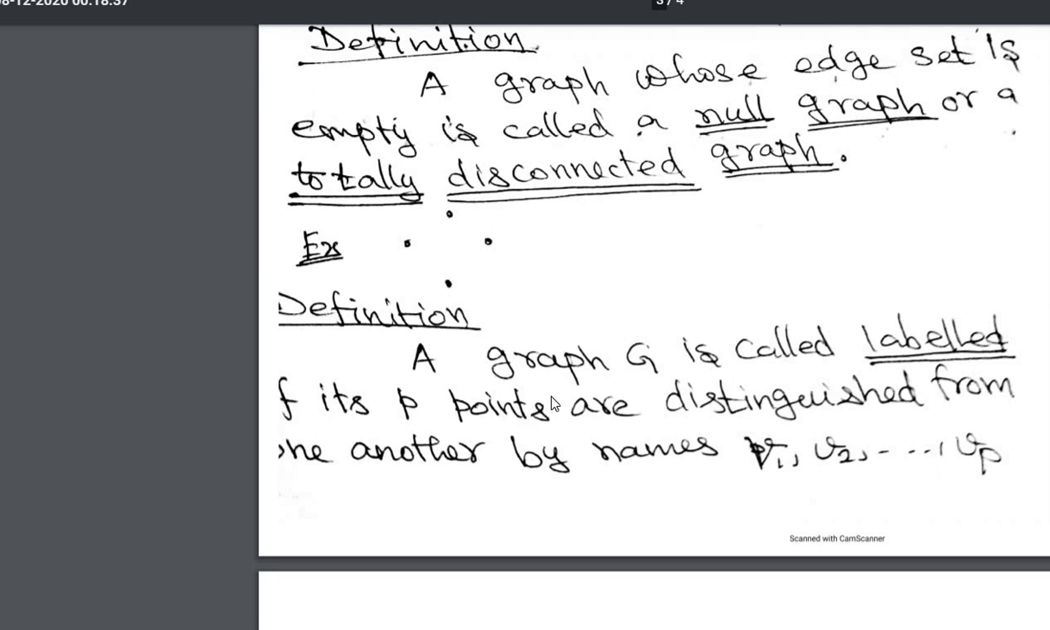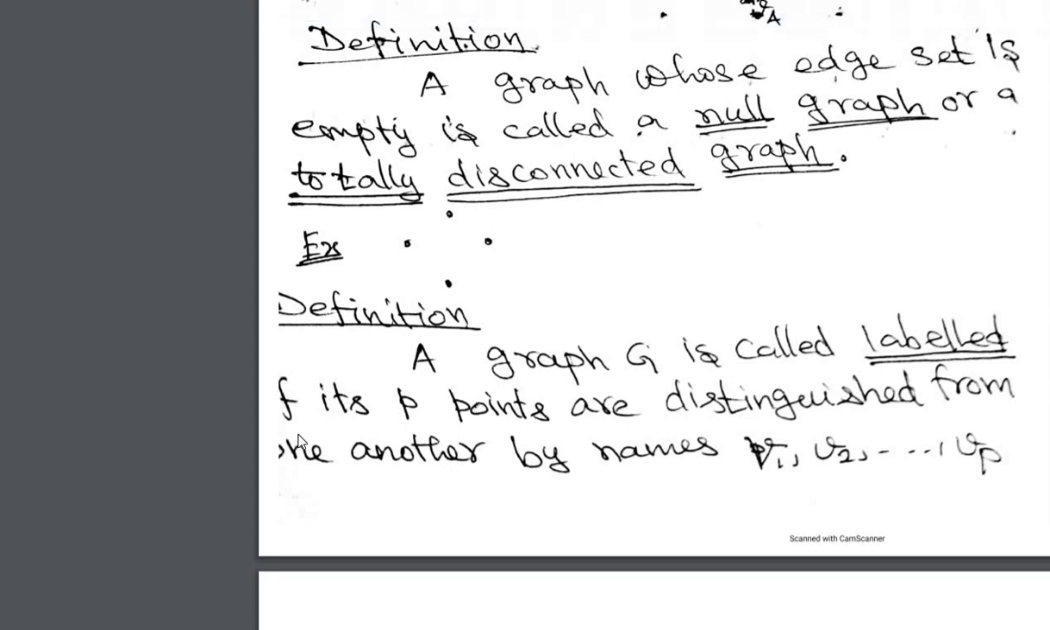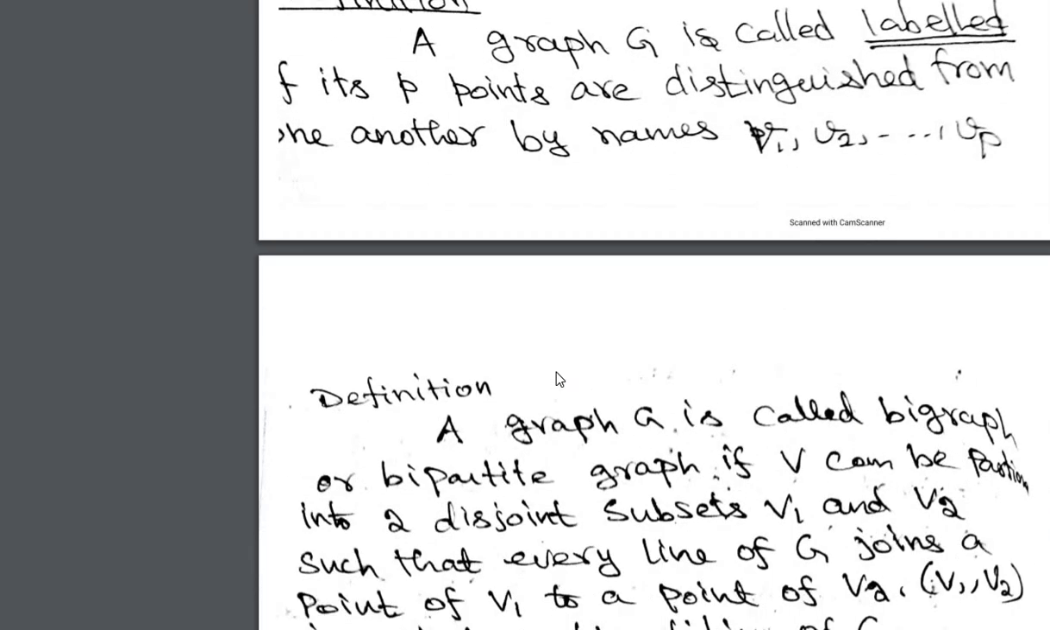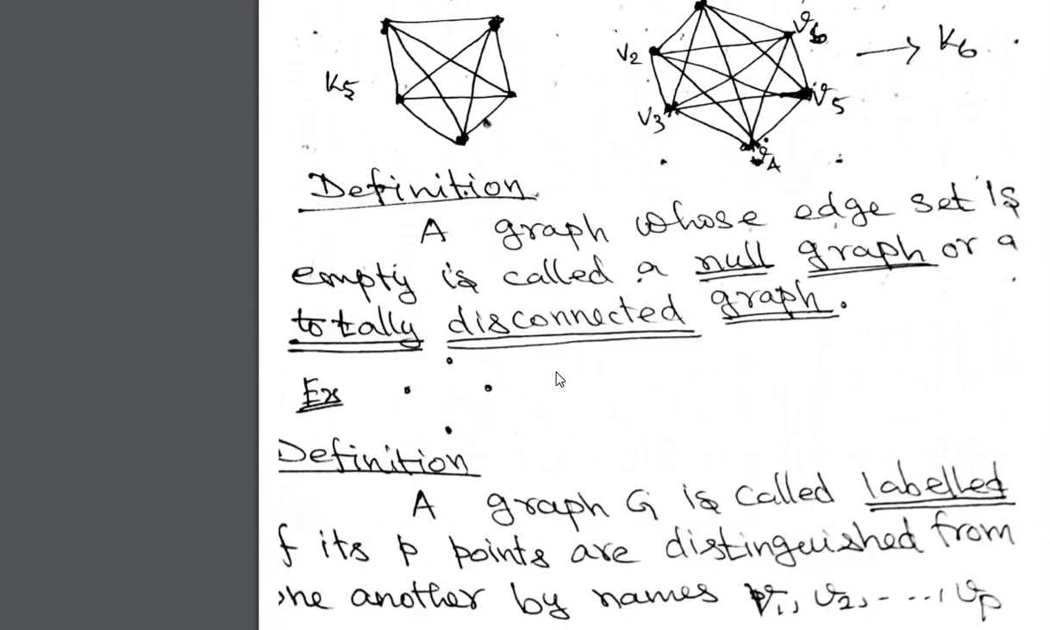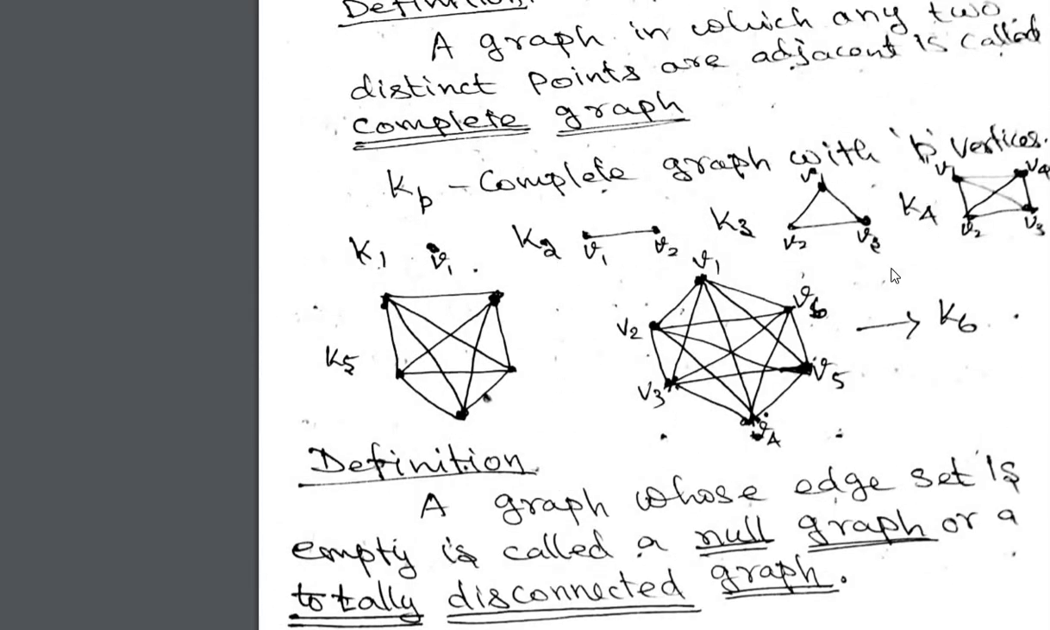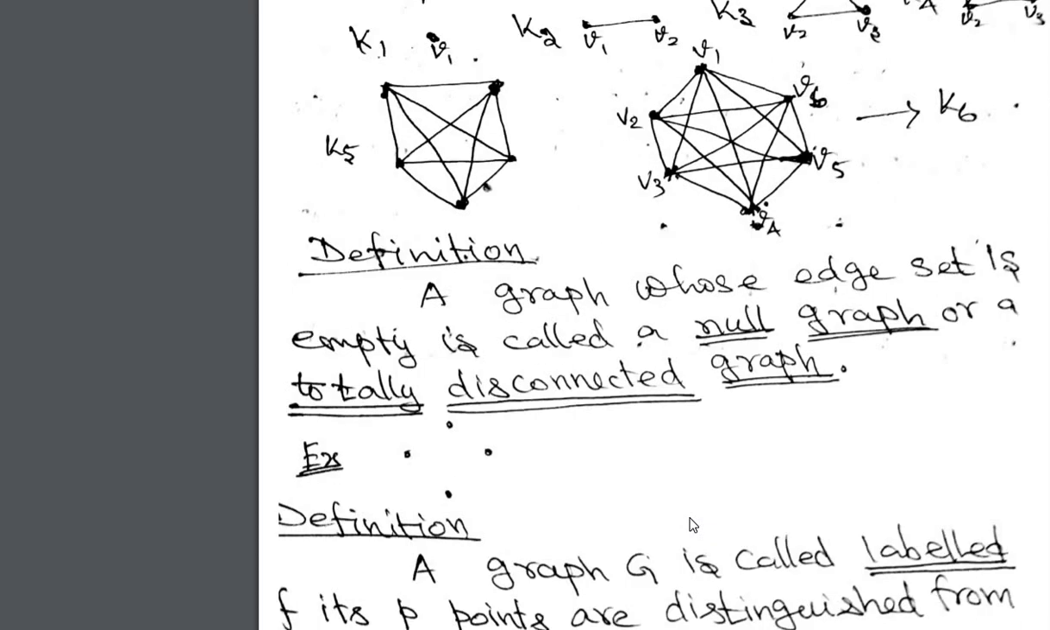For example, this one. Next definition: a graph G is called labeled if its P points are distinguished from one another by names V1, V2 up to Vp. In a labeled graph, the vertices should be named, labeled by V1, V2 up to Vp. These are examples of a labeled graph: V1, V2. We have already labeled these, so this is a labeled graph.